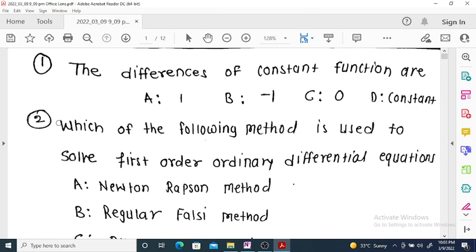Multiple choice questions on numerical methods. The first question: the differences of a constant function are. So we know that the differences of a constant function is equal to what?